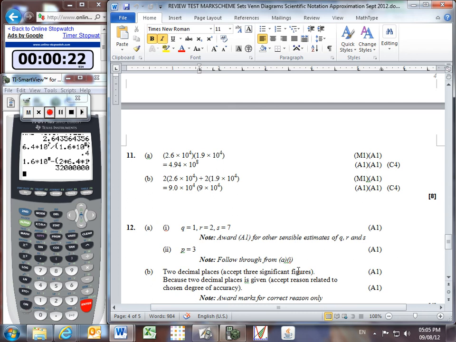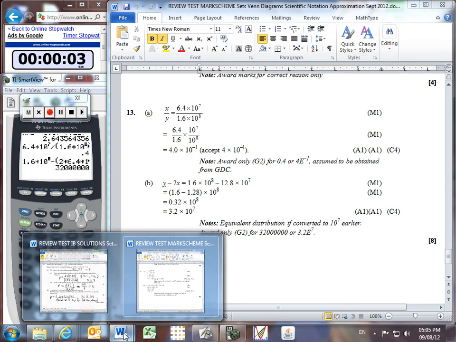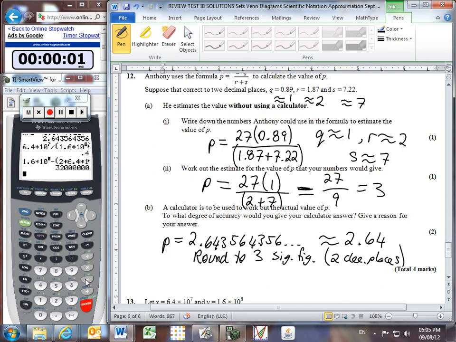I mentioned that, but I didn't write it down, and that's my fault. And number 13, it's got the answers of 4 times 10 to the power negative 1. You'll see that there's a method mark for the substitution and then another method mark which would be optional, but there's your answer marks, and 3.2 times 10 to the 7. Same thing as we got. And that brings us to the end.